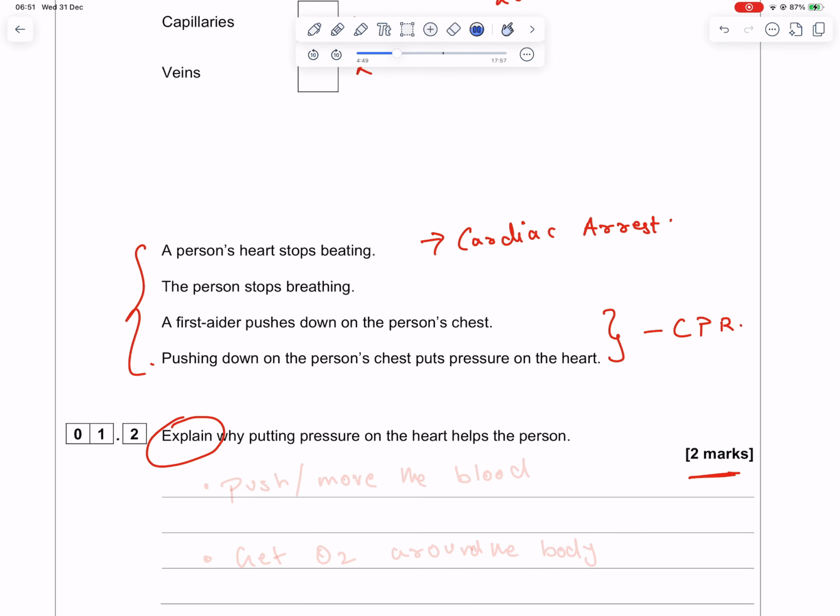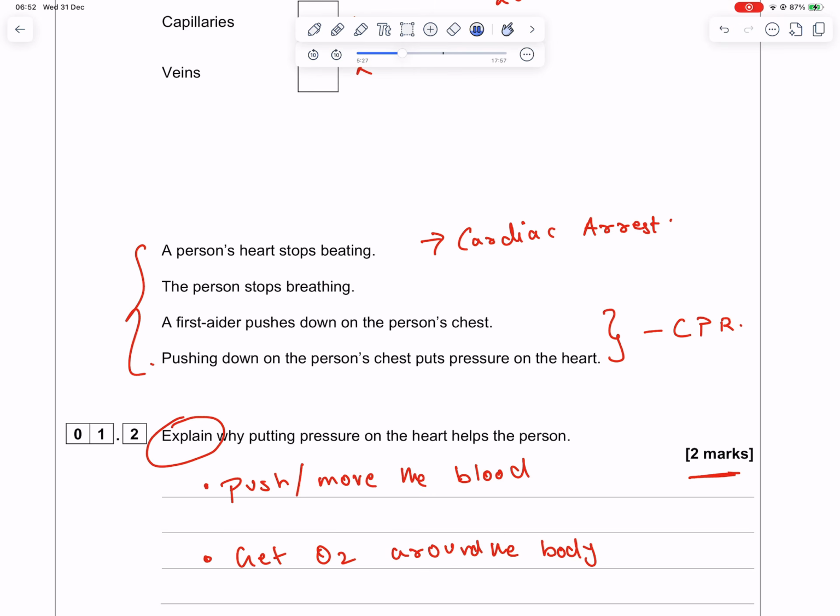So the mark scheme wants you to identify 2 points here. One is pushing or trying to move the blood around. So by pressing down on the chest, you're trying to push and move the blood, and thereby you're getting oxygen around the body. So heart stops, blood circulation stops. The chest compressions force the blood to move, and the blood is carrying oxygen to vital organs like the brain.